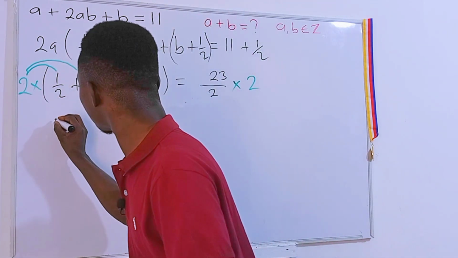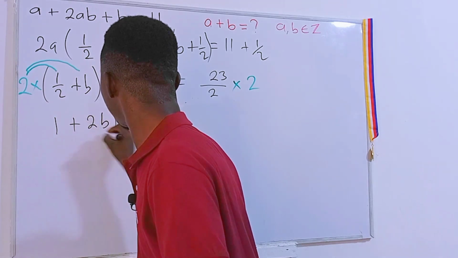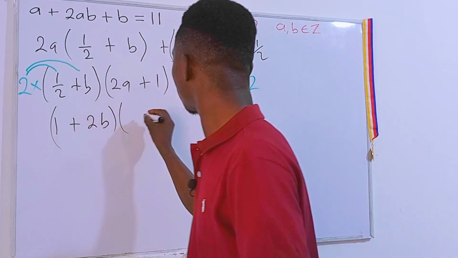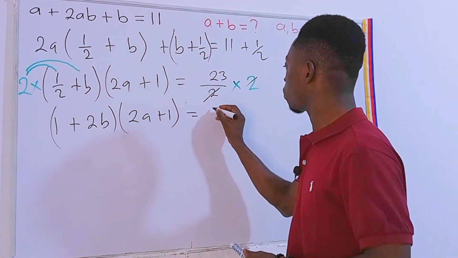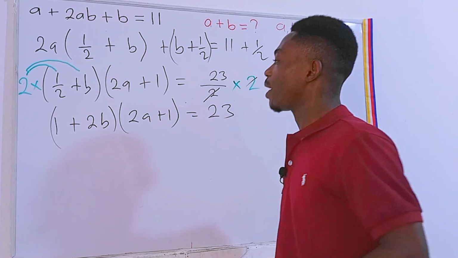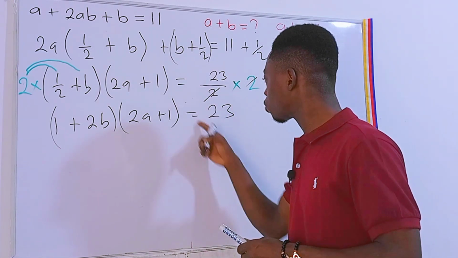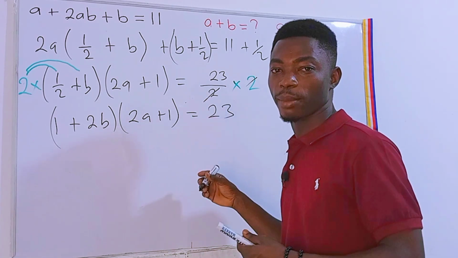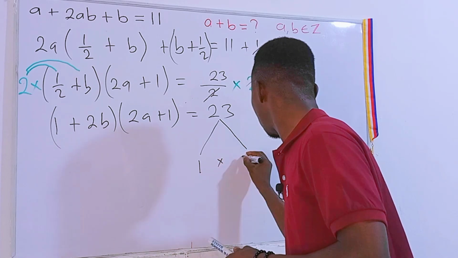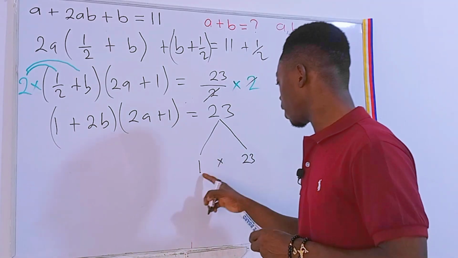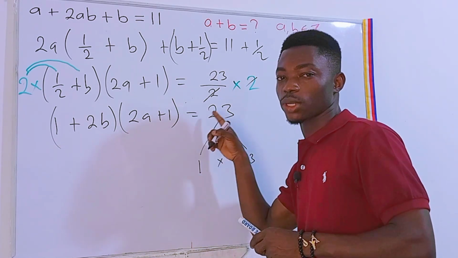2 times 1/2 is just 1. Then 2 times b is 2b. And then here we'll be left with 2a plus 1 is equal to this, and this will go, and we have 23 here. The product of two factors is 23. And of course, this 23 right here is a prime number of which the factors are 1 and 23. This times this is giving us 23. The whole of this times the whole of this is also giving us 23.